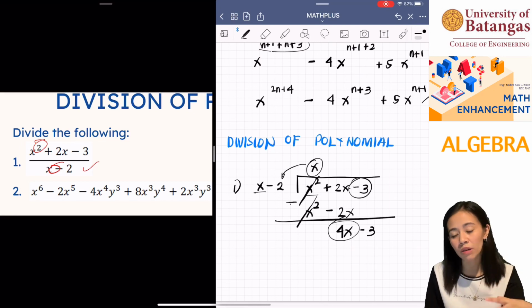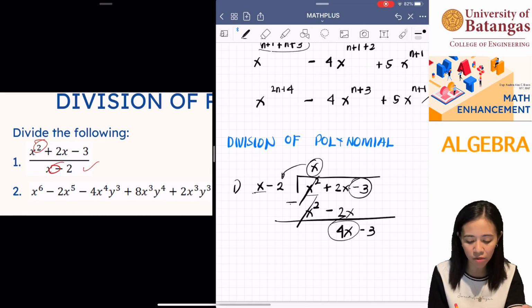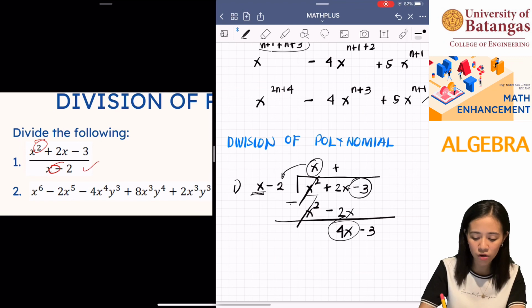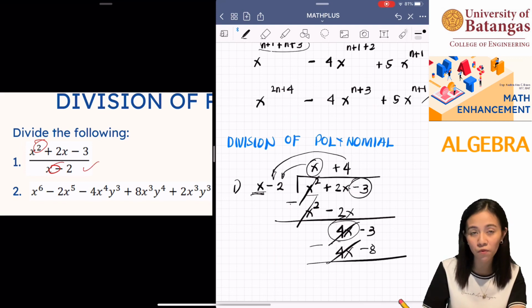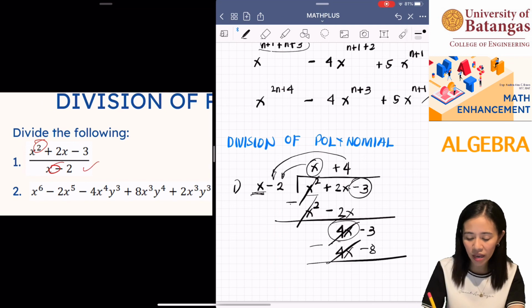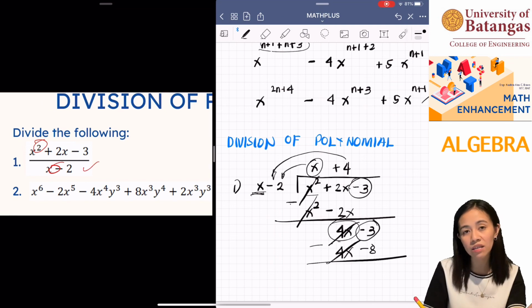So, yung first term mo naman, which is 4x, divide lang natin by x. So, you get positive 4 times x, you get 4x. Positive 4 times negative 2, so you get negative 8. And then we subtract. So, magka-cancel out lang ulit si 4x dito. And then you have negative 3, this one, minus negative, so positive. Therefore, you get negative 3 plus 8, that's positive 5.